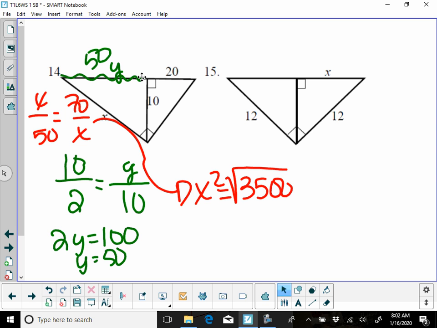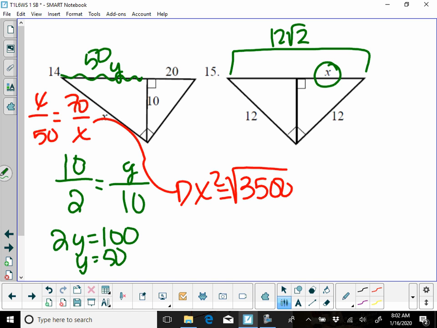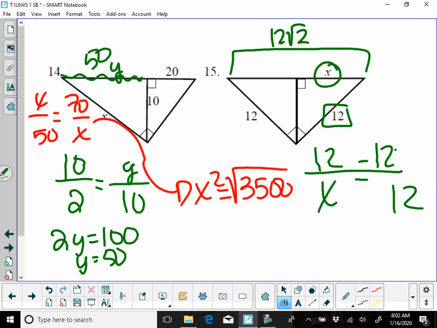All right, same thing here on number 15. I would go ahead and find the whole hypotenuse here because you've got 12 squared, 12 squared. So that's a 45, 45, 90. So it's going to be the 12 square root of 2 is going to be this value. So now you have hypotenuse piece and hypotenuse. So leg up, leg down. So 12 and 12. Hypotenuse piece will be X and the hypotenuse will be 12 square root of 2. So now you just cross multiply here.